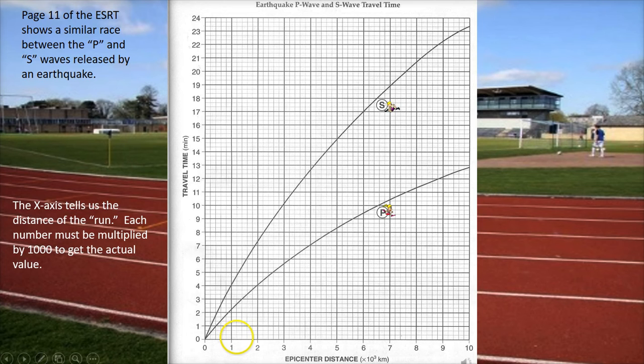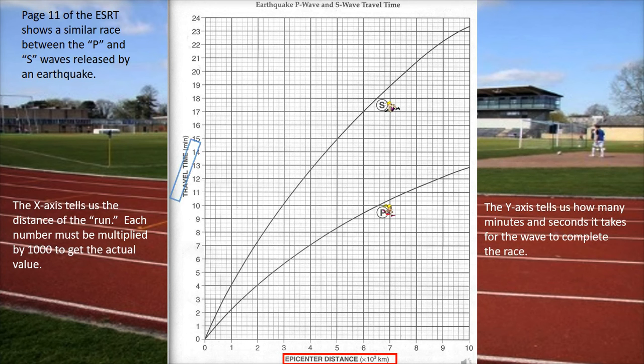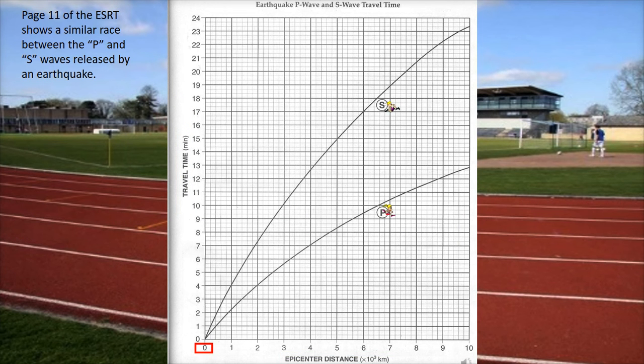Since every box here also represents a distance, we need to figure out what each one is. There are 5 boxes here between 1 and 2, and we know this is a 1,000 kilometer difference, so 1,000 divided by these 5 boxes gives us 200 kilometers per box, or 200 per tick mark here. So there's our epicenter distance. Now we're going to go to the y-axis over here, and that's going to tell us the travel time, or how many minutes and seconds it takes each wave to complete the race.